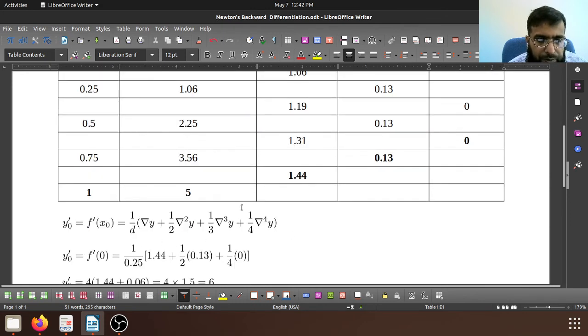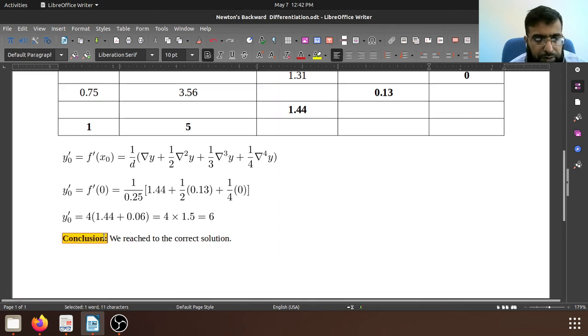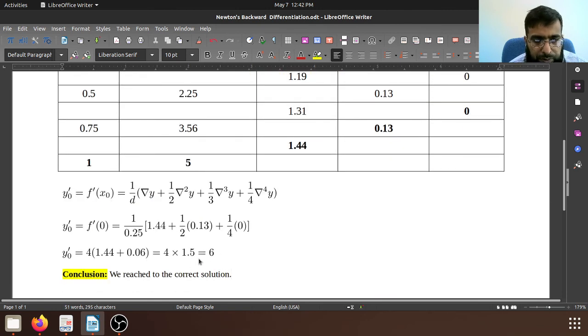Right. So the nabla y is 1.44, plus 1 by 2 nabla squared y is 0.13, plus 1 by 4 nabla cube y along the diagonal is 0. Right. So when we evaluate it, it comes out to be 6, and the conclusion is that we reach the same answer. Which answer? This numerical answer matches the exact analytical answer. So using this numerical technique given by Newton, we reach the same answer.